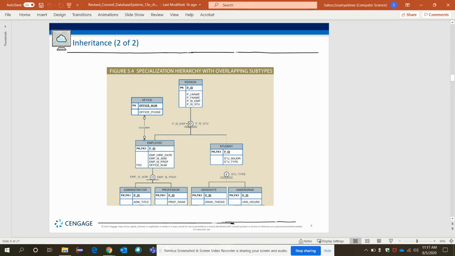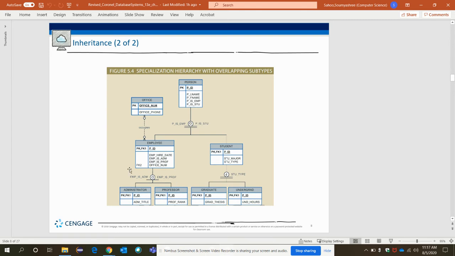So what is this? If you see, the person is connected to employee through a connection here, oval shape. Okay, so person P is employee, P is EMP, and P is student. So here actually it forms an overlapping subtype relationship. So that's why I told that the employee and the student may contain some non-unique or overlapping characteristics from the person. That's why it's overlapped.